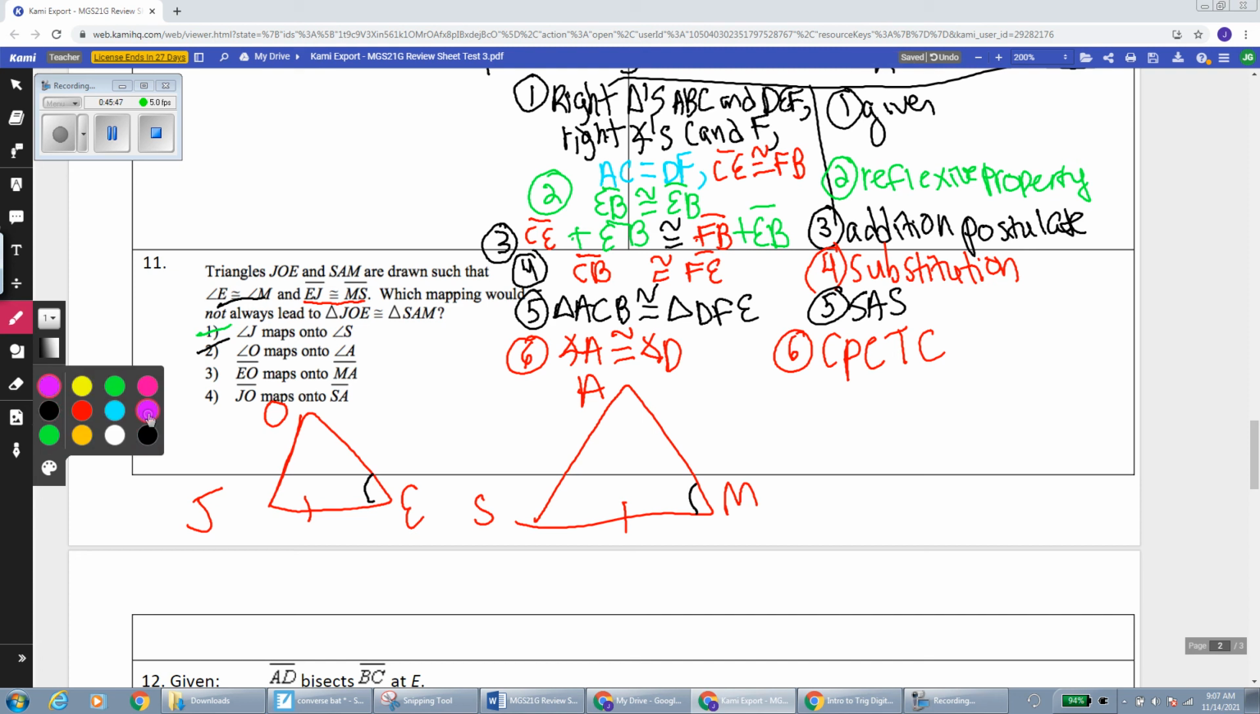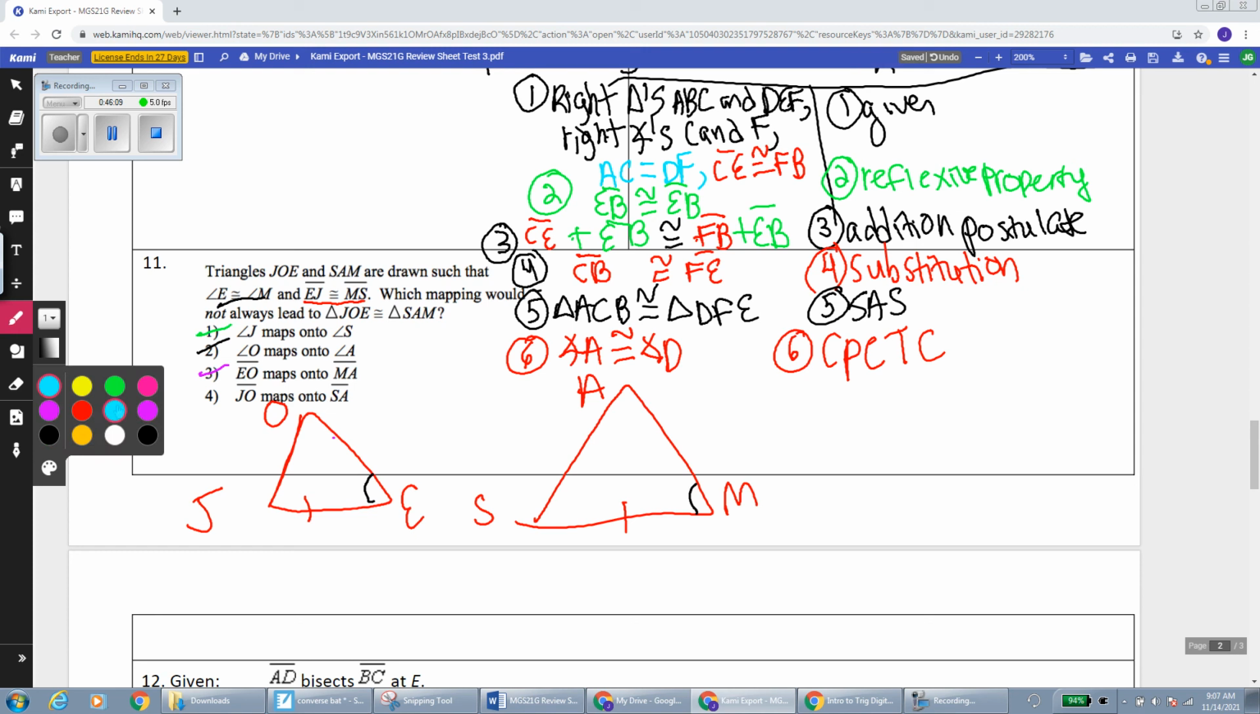Okay, choice number 3. EO, so that's right over here, maps onto MA. Side, angle, side. That's definitely a valid method. So that's not the right answer either. So that leaves us with choice number 4. But let's see why choice number 4 is the correct answer.